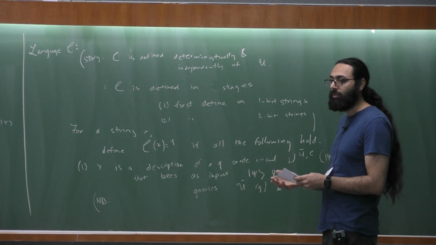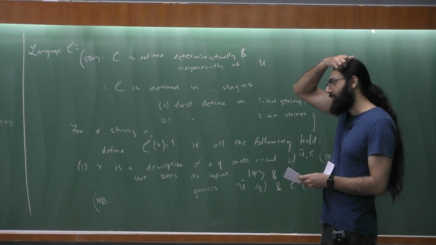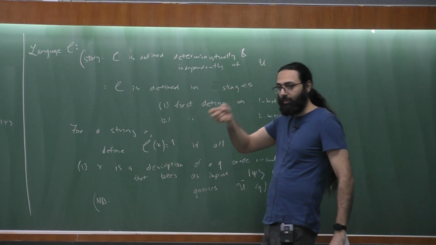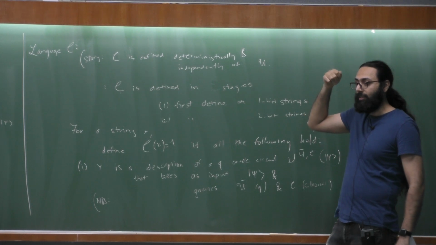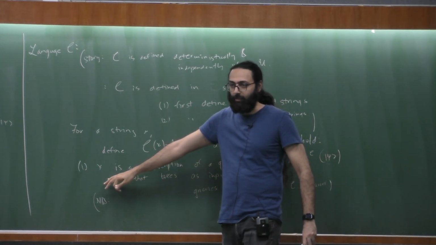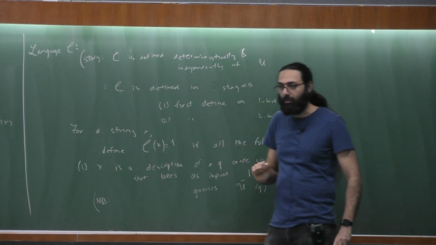X is a description of the quantum circuit. It's not the description of the oracle. I'm saying this is the input that is given to the oracle. So you're going to query the oracle using some input. What I'm saying is that this input is to be interpreted in this format: this X is actually describing a quantum circuit.